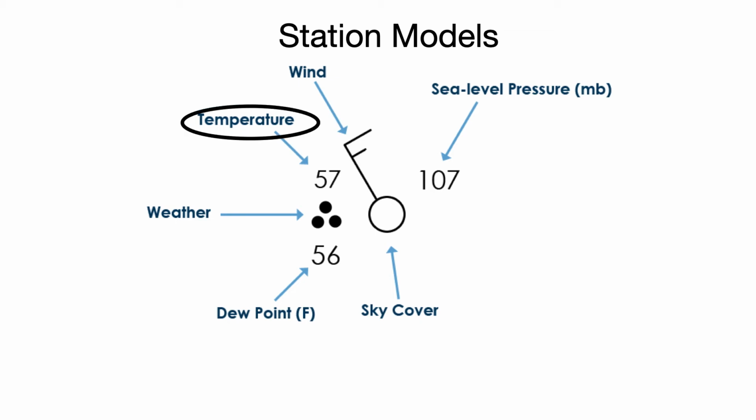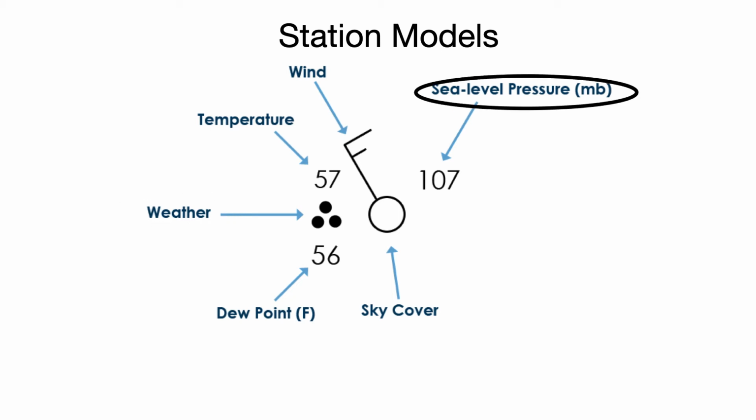Temperature will always be put in the top left corner. Dew point will always be put at the bottom left corner. So these two numbers will always tell you what the temperature and dew point, or moisture level, of the air is. The current weather will always be placed in between those two numbers. Now, if that is left blank, that means there is no current precipitation falling.